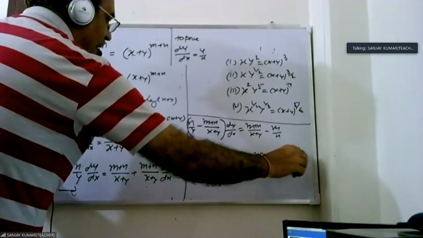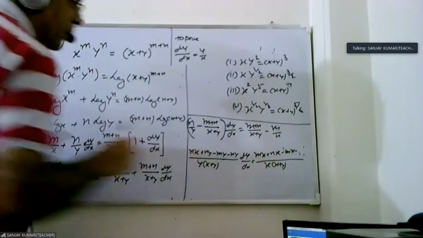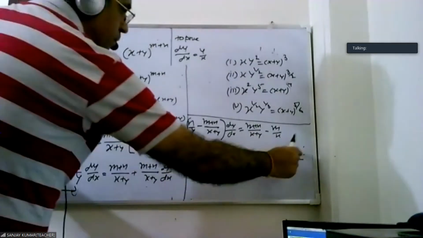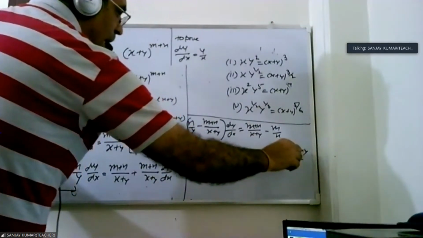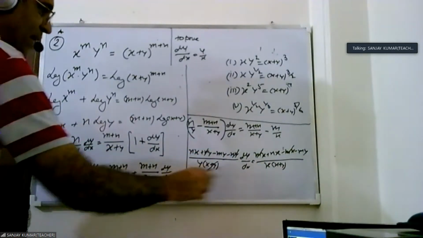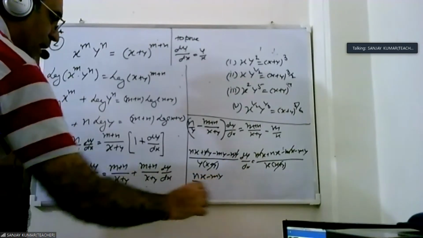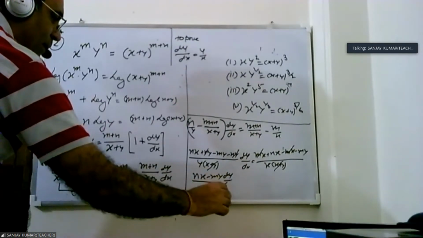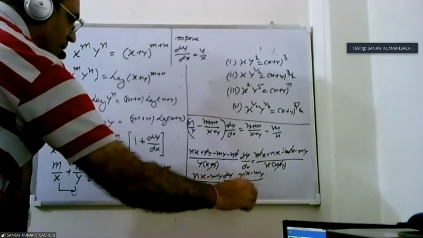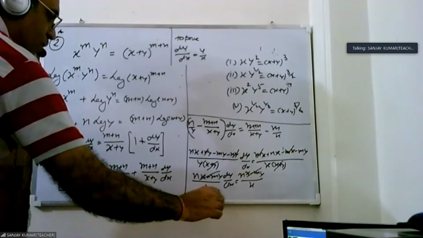Okay, my is cancelled with my, mx is cancelled with mx. That is nx, mx plus ny, mx minus my. mx is cancelled with mx, ny is cancelled with ny, and x plus y is cancelled with x plus y. We have nx minus my upon y into dy by dx equals nx minus my upon x. This is again cancelled and we get the value of dy by dx as y by x.